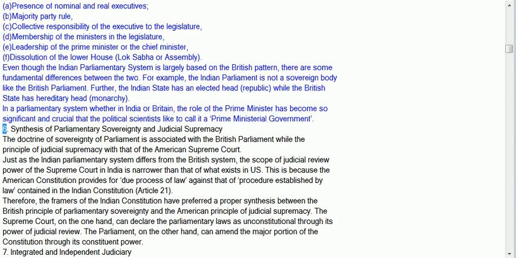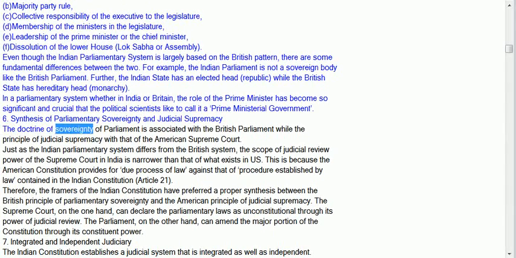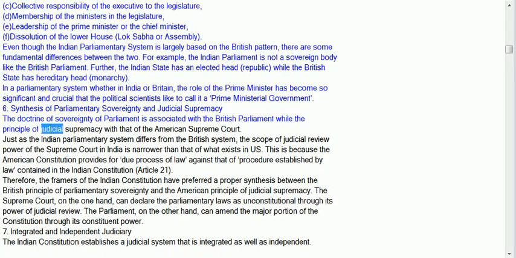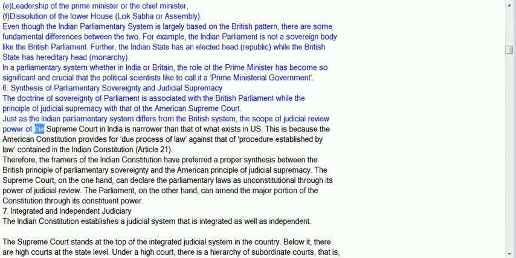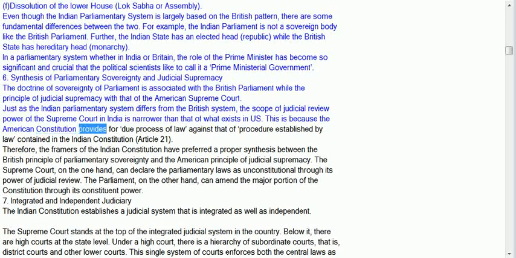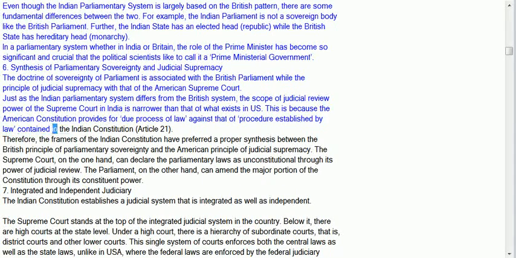6. Synthesis of parliamentary sovereignty and judicial supremacy. The doctrine of sovereignty of Parliament is associated with the British Parliament, while the principle of judicial supremacy with that of the American Supreme Court. Just as the Indian parliamentary system differs from the British system, the scope of judicial review power of the Supreme Court in India is narrower than what exists in the US. This is because the American Constitution provides for due process of law, against procedure established by law contained in the Indian Constitution, Article 21.